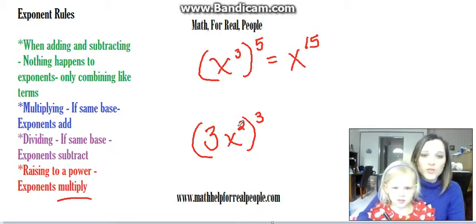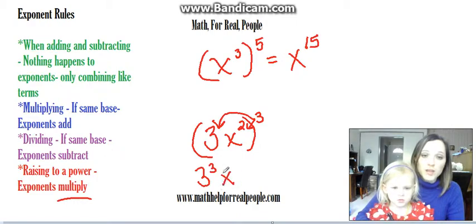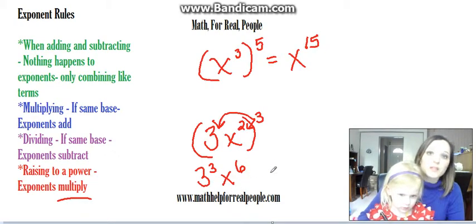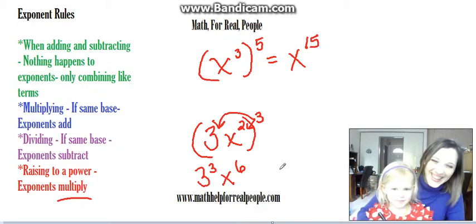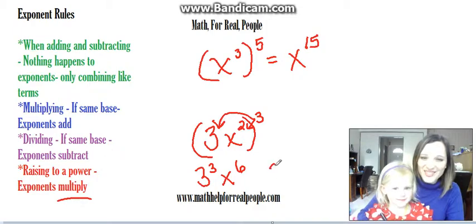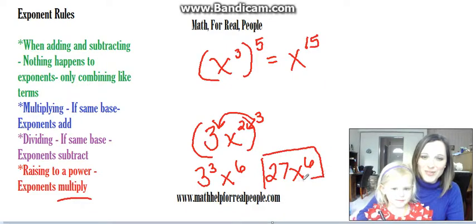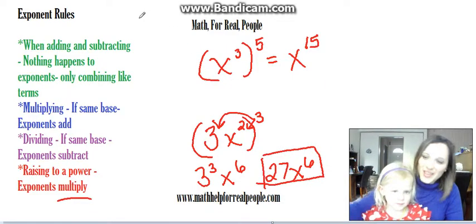What you want to be careful of is if it's the whole thing in parentheses raised to the power, that means that power goes to that one and that one. So technically you have 3 cubed times x. Well, if you raise it to the power, you multiply it, so it's x to the 6th power. And then you can do 3 times 3 times 3, which is, do you know that? About the base. 3 times 3 is 9, times 3 is 27, and it's all about that base. And you are done.